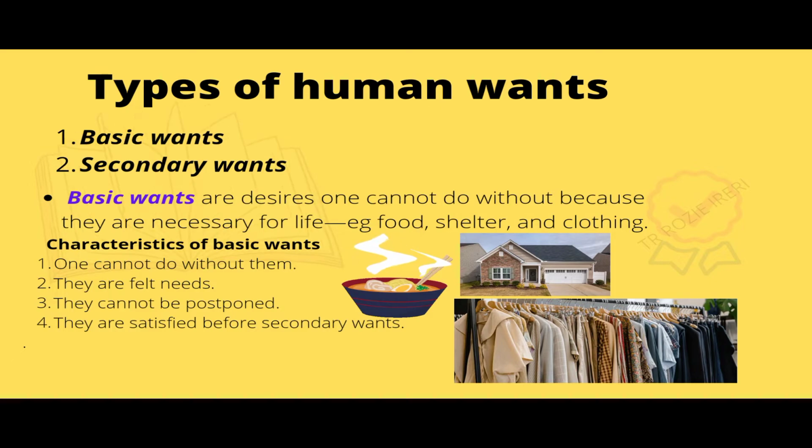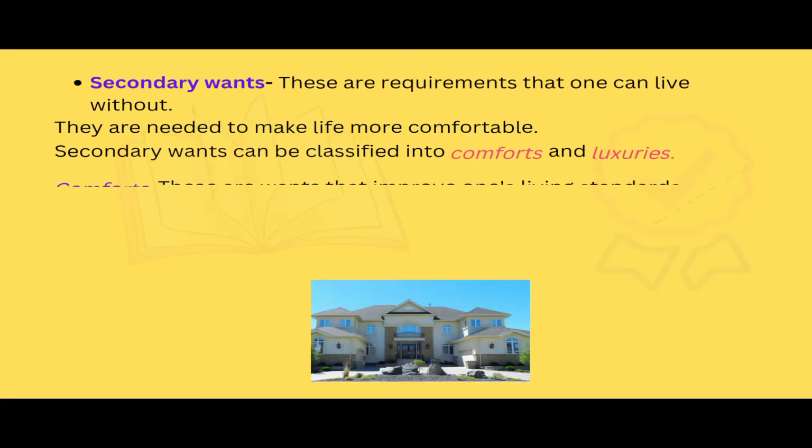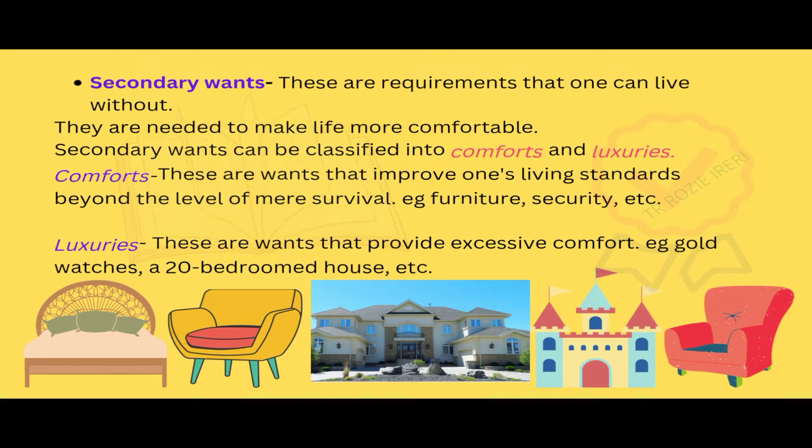You cannot do without food. If you stay for long without taking food, you may die. If you don't take food, you will feel hunger. Without clothes, you feel cold. Same as shelter. They cannot be postponed. You cannot postpone eating today and say that you will eat the day after tomorrow or next year. It's not possible. Finally, they are satisfied before secondary wants. Meaning, you first satisfy basic ones, then secondary ones, because they're essential for survival.